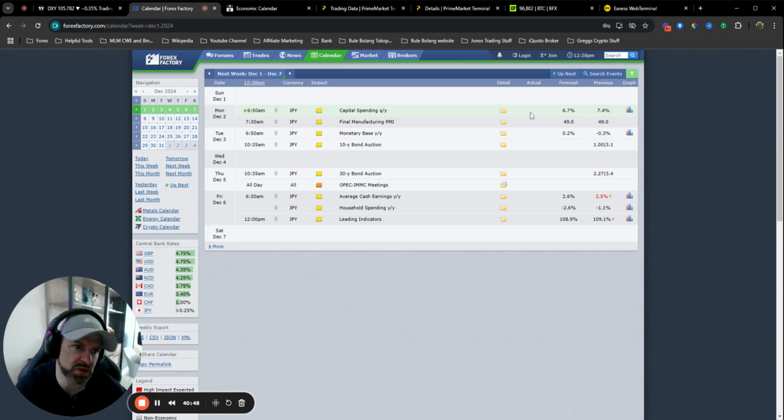Japanese yen, capital spending, manufacturing, we want to see that. We like to see manufacturing up because Japan is a manufacturing country. Monetary base year on year, 10-year bond, average cash earnings. We want to see that. Average cash earnings should be going up, because they're already talking about wanting to increase the average earnings. They're talking about it, and now they're potentially going to do it.